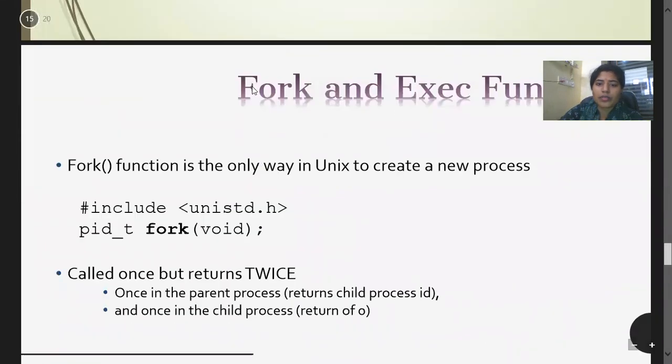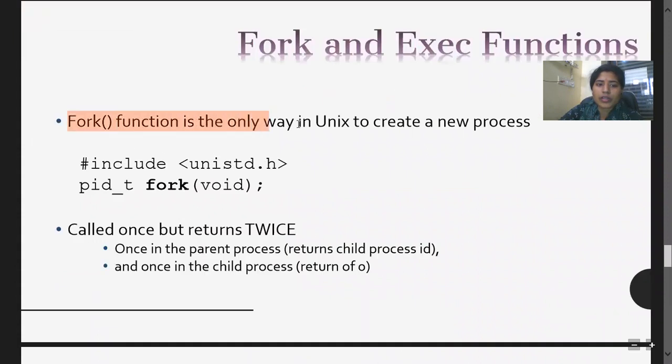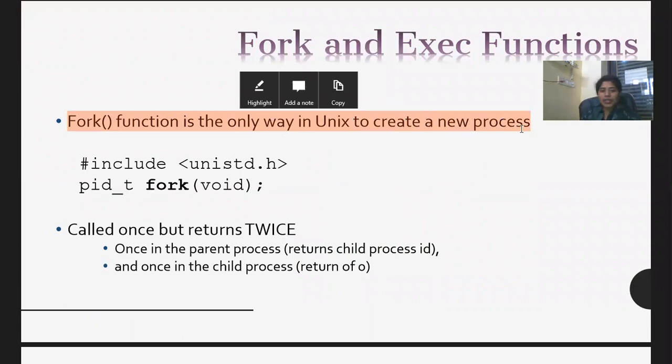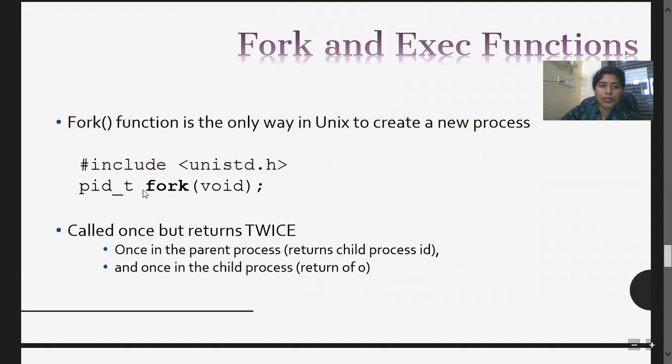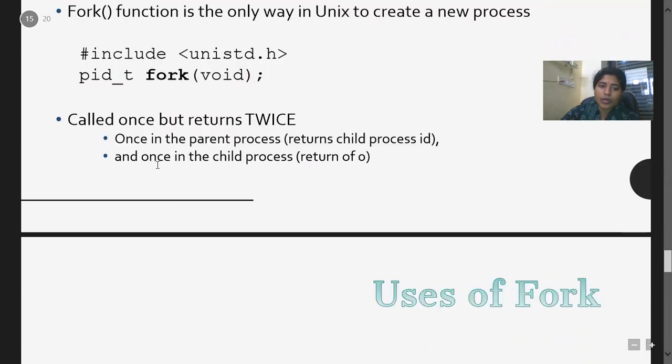And now the fork and exec function is also used. The fork function is the only way in Unix to create a new process or a new request, isn't it? Here is the unistd.h, pid process ID, and fork void. Here is the function called once but returns twice. Whenever you use the fork function, it returns twice, once in the parent process and another in the child process.